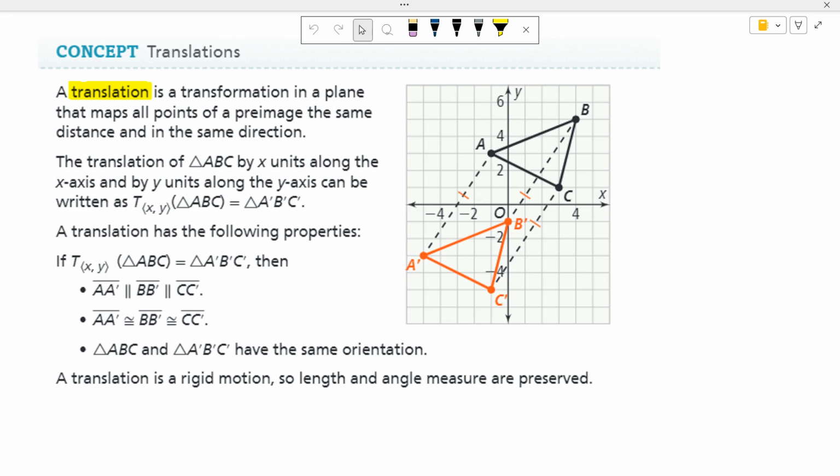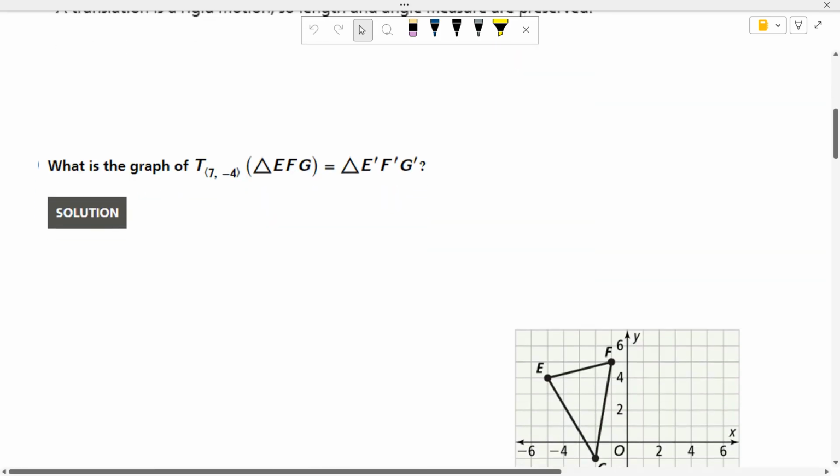So if B goes 4 to the left, down 6, A goes 4 to the left and down 1, 2, 3, 4, 5, 6, and C goes 4 to the left, down 6, 1, 2, 3, 4, 5, 6. When one point goes a certain distance in a certain direction, all the points go a certain distance in a certain direction. That's what a translation is. You're just sliding. Okay?